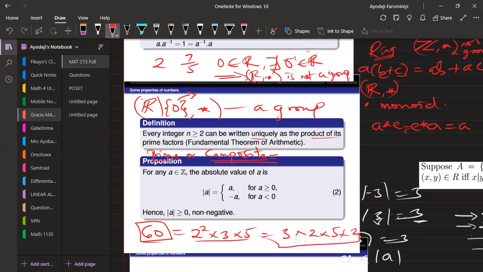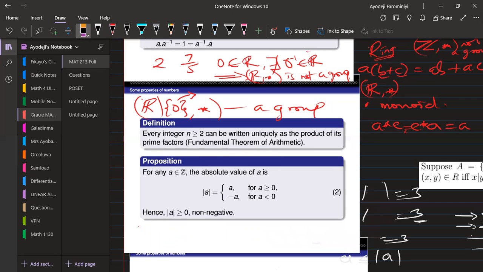What are the prime factors of 60? 2, 3, and 5. Okay, but if I say express 60 as a product of its prime factors, I want you to write 2 squared times 3 times 5. So that is the fundamental theorem of arithmetic. We have the fundamental theorem of arithmetic, we have the fundamental theorem of calculus, but the one that concerns you is the fundamental theorem of arithmetic.